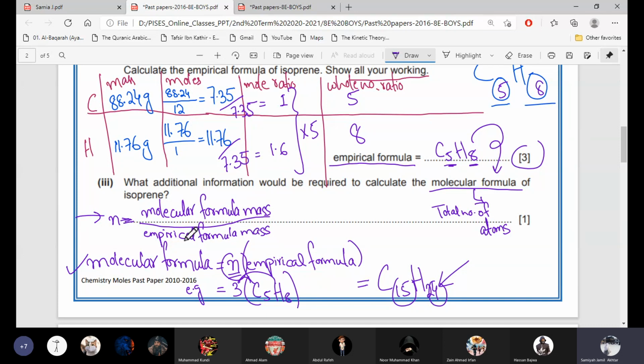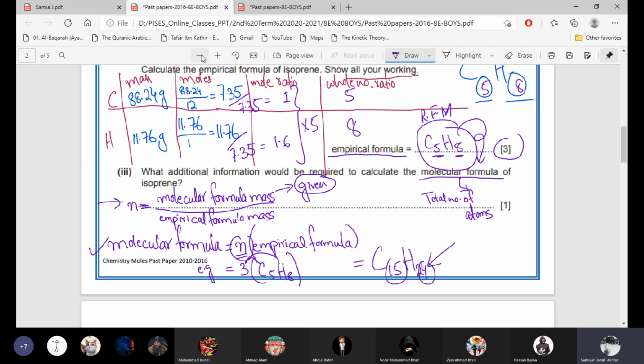For the empirical formula mass in the denominator, you can find the empirical formula from here. Whatever empirical formula you have, take out its RFM, and it will give you the empirical formula mass. The molecular formula mass will be given to you, because obviously you don't know the molecular formula, you have to take it out. So you cannot calculate the molecular formula mass, so it will be given to you in the question. If they ask you to calculate the molecular formula, then it will be given, but in this question it is not given.